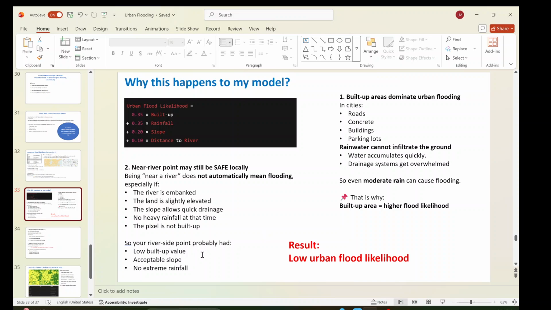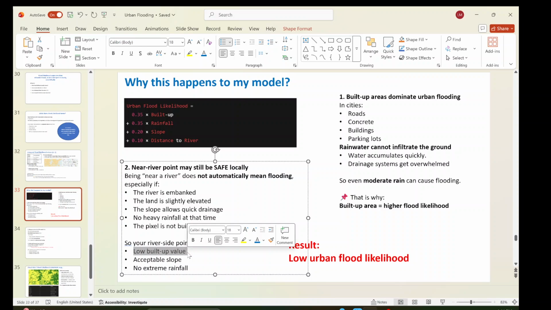So our riverside point probably had a low built-up value, acceptable slope, no extreme rainfall, right? Of course there is a lot of built-up area in that area, I know about that area, but this is the process, right? Built-up areas dominate urban flooding in cities because of roads, concrete, buildings, parking lots; rainwater cannot infiltrate the ground. Water accumulates quickly, the drainage system gets overwhelmed, and we can all see this in our cities, right? So even moderate rain can cause flooding. That is why built-up area equals high flood likelihood, right?